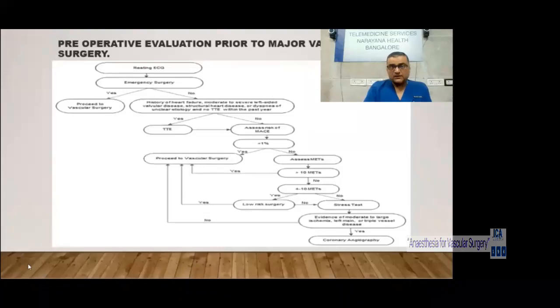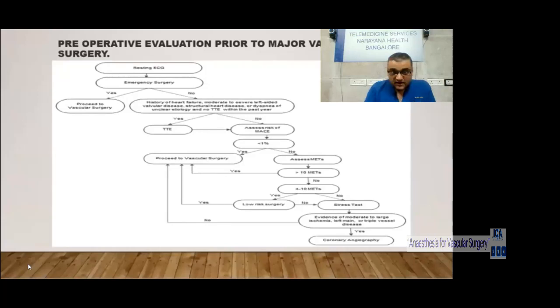For the preoperative evaluation prior to any major vascular surgery, a resting echo is required. A resting ECG is required when there is emergency surgery. If it is emergency surgery, then we have to proceed with the vascular surgery. If it is not an emergency surgery and the patient has a history of heart failure, moderate to severe left-sided valvular disease, structural heart disease, or dyspnea of unclear etiology, and there is no transthoracic echo within the past year, then transthoracic echo is required.